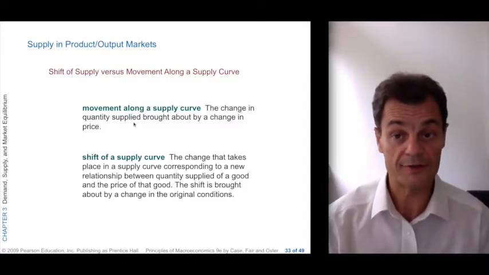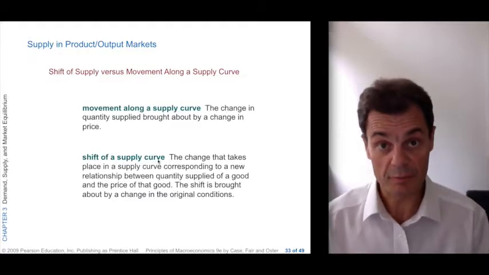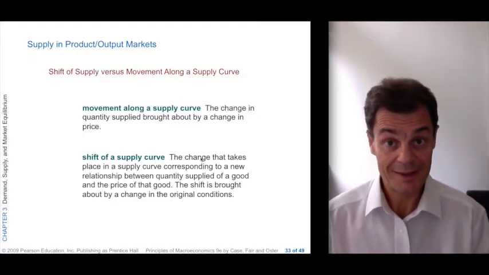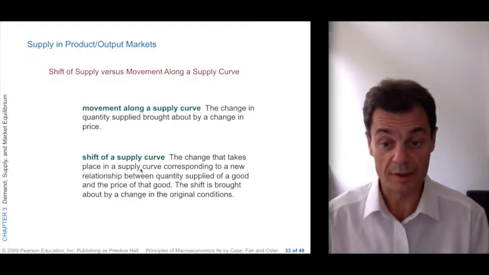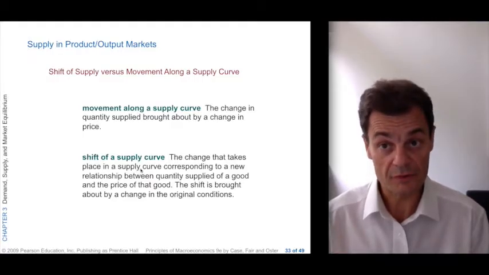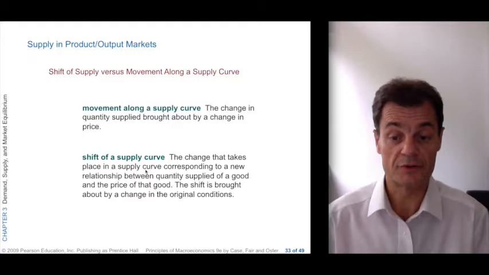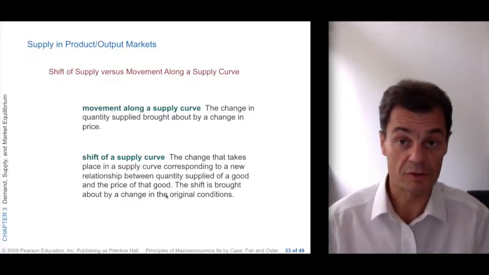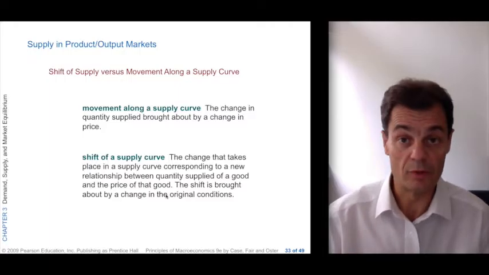The shift of the supply curve is another element influencing the supply, but that change will take place when an element other than the price will influence the supply. And this shift can be brought about by a change in the original condition in the way the product is produced.